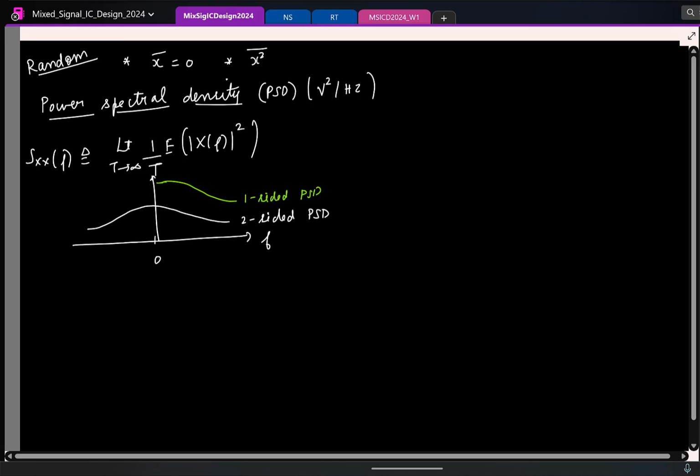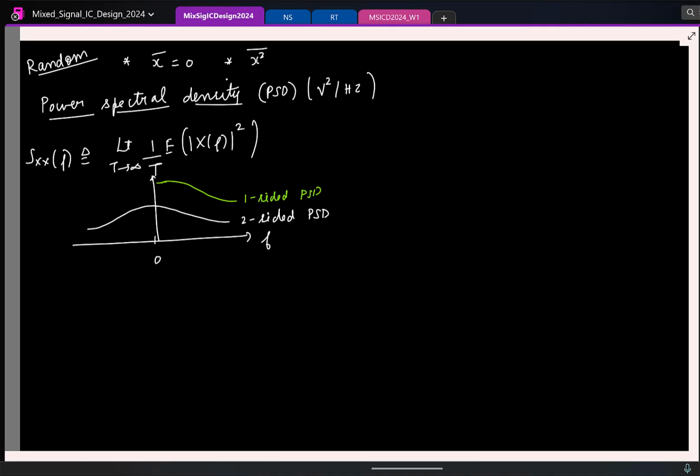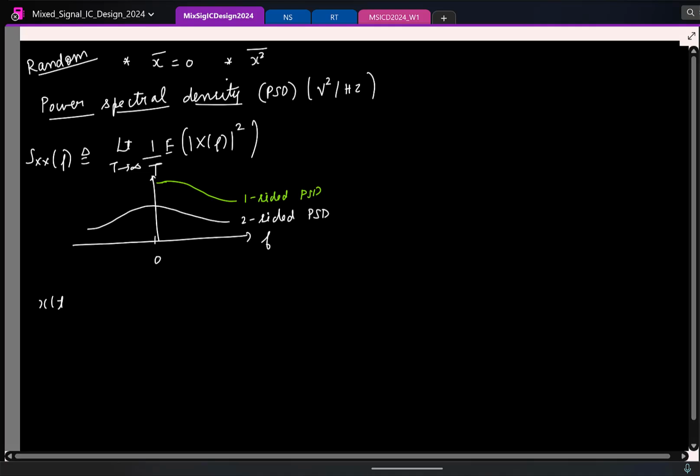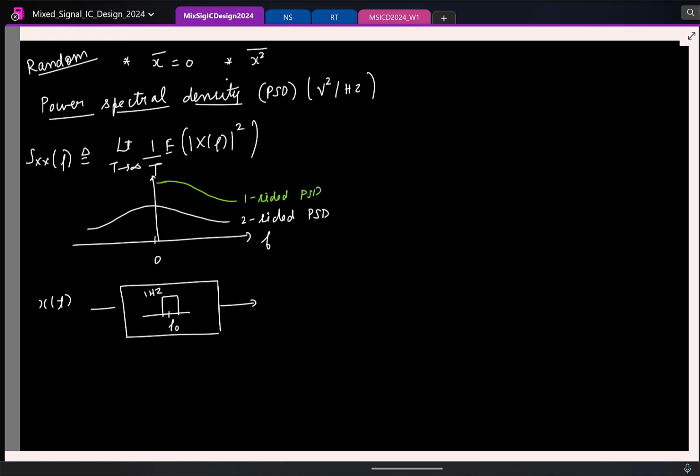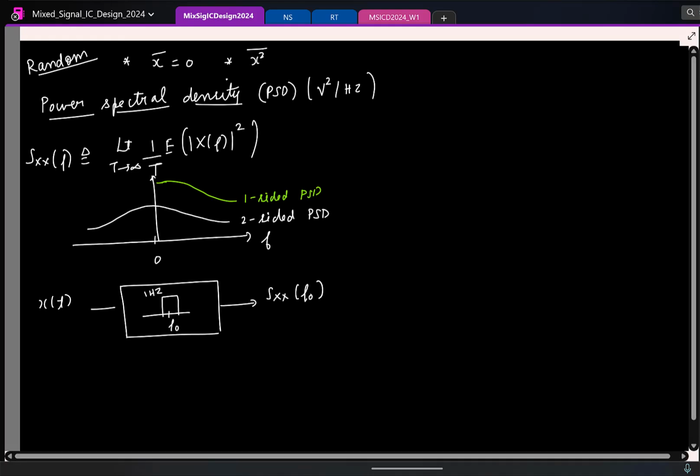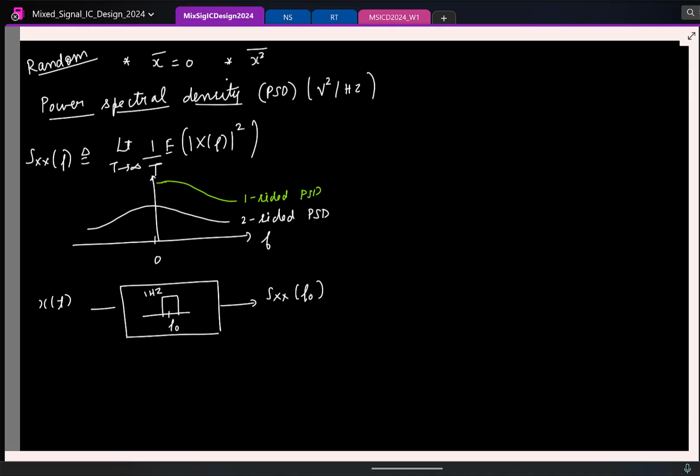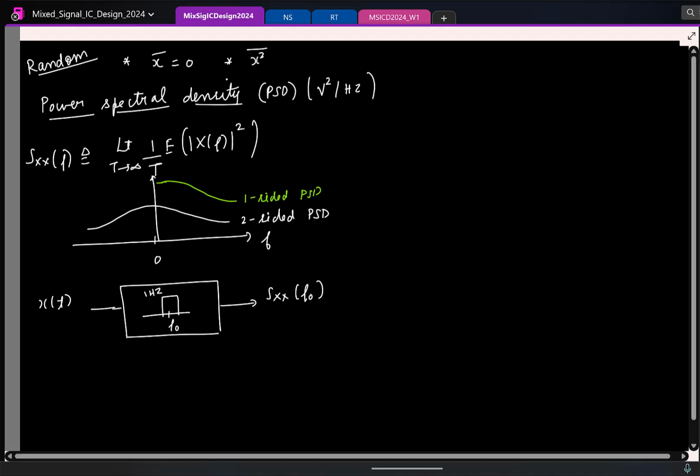Okay. And the intuitive way to understand PSD is this. Let's say you take a signal x of t, you pass it through an ideal bandpass filter with a center frequency f0 and a bandwidth of 1 hertz. If I measure the power at the output of this filter, that will give me the power spectral density at f0. Again, it's power around a particular frequency in a 1 hertz bandwidth. In fact, this is how all practical measuring equipment measure this.